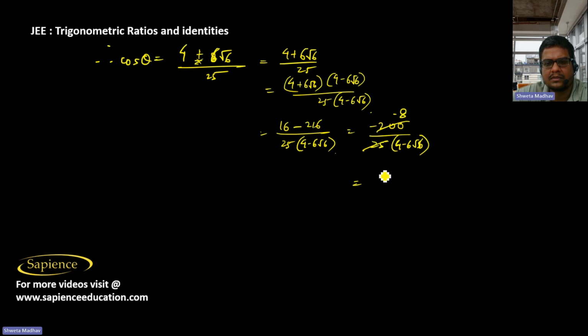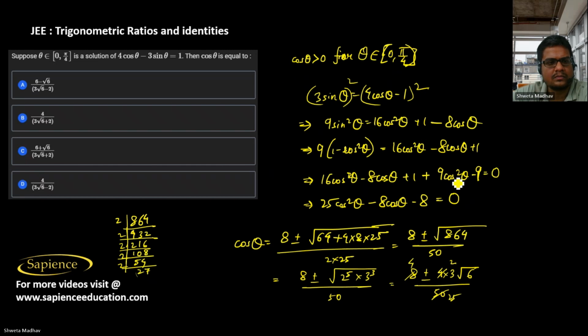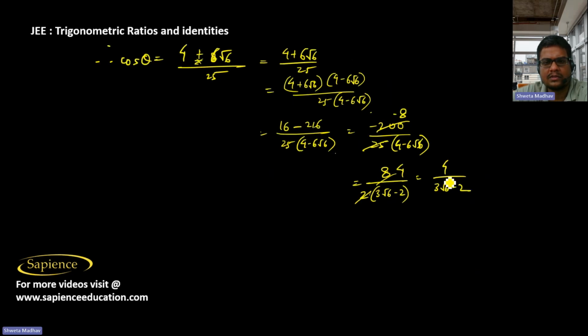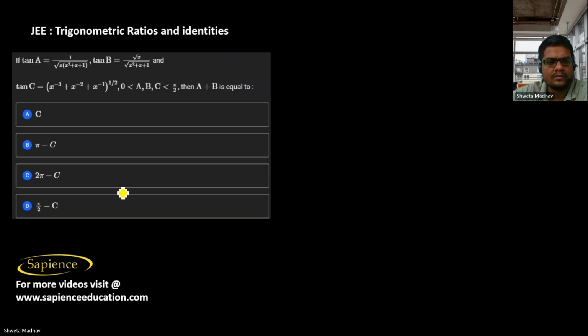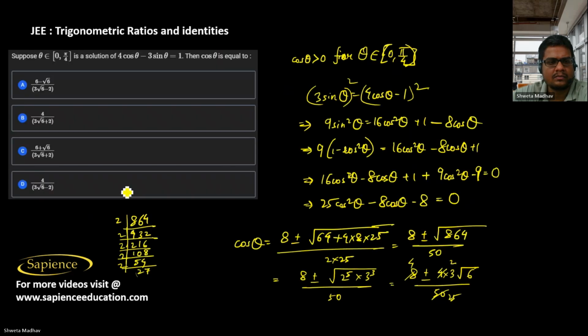So from here, I can write 8 by 2 into (3 root 6 minus 2). So 2 fours are 8, so this is 4 by (3 root 6 minus 2). 4 by (3 root 6 minus 2). So option D is the correct answer.